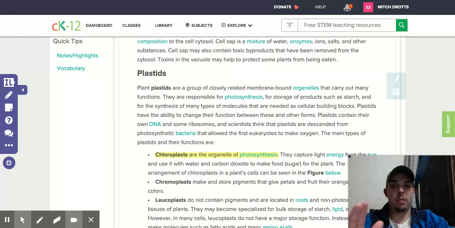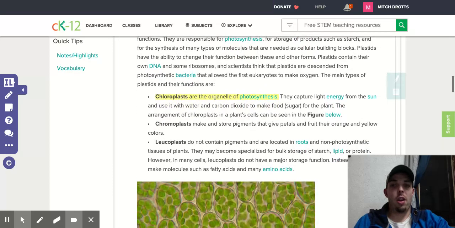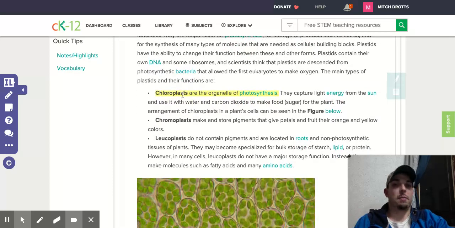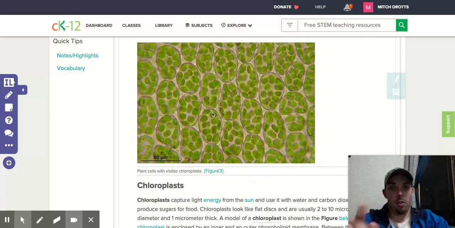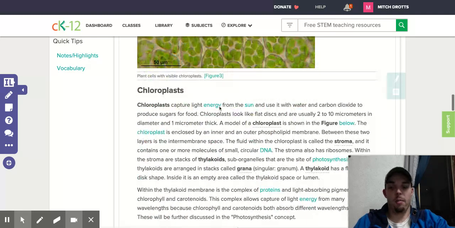So there's a lot of stuff in there. Like these guys, we don't need to know about them right now. But what we do need to know about are chloroplasts. So I highlighted the chloroplasts. Just so you know, those guys are chloroplasts right here.